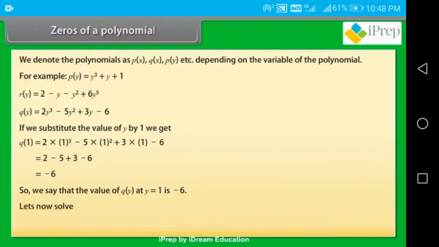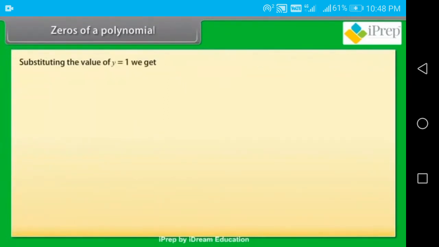So we say that the value of q(y) at y is equal to 1 is minus 6. Let's now solve p(y) is equal to y plus 1. By substituting the value of y is equal to 1, we get p(1) equals 1 plus 1, which is 2. So at y is equal to 1, p(y) is equal to 2.